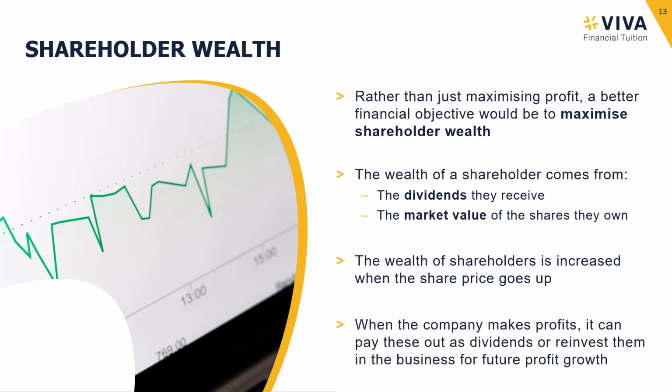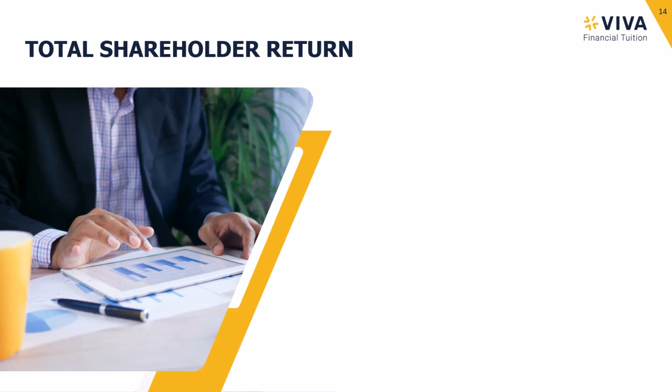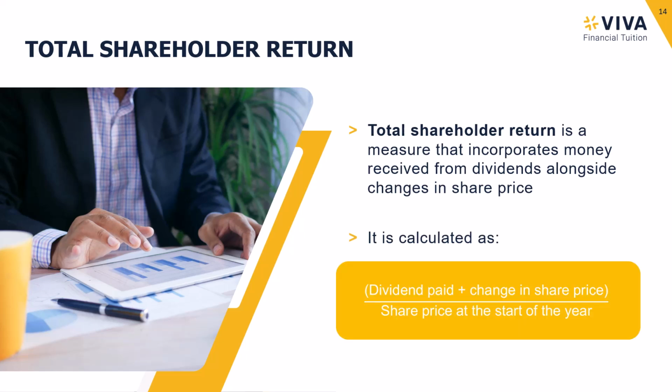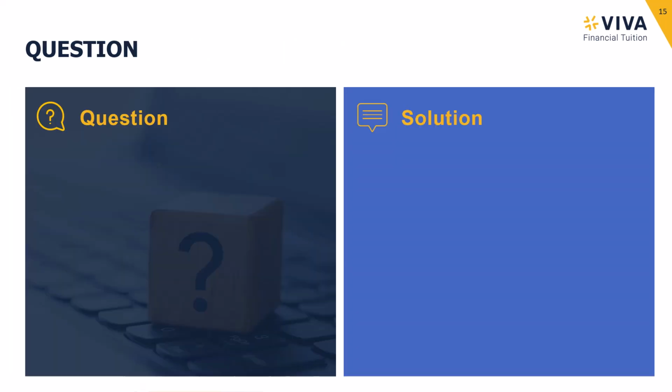When the company makes a profit, it can pay this out in dividends or reinvest it back into the business for future profit growth for the organisation as a whole. So what do we mean by shareholder wealth, and predominantly, what is total shareholder return? Total shareholder return is the measure that incorporates money received from dividends alongside changes in a share price. It's calculated as follows: you would take your dividend paid plus your change in share price, divided by your share price at the start of the year. Let's have a look at a question.